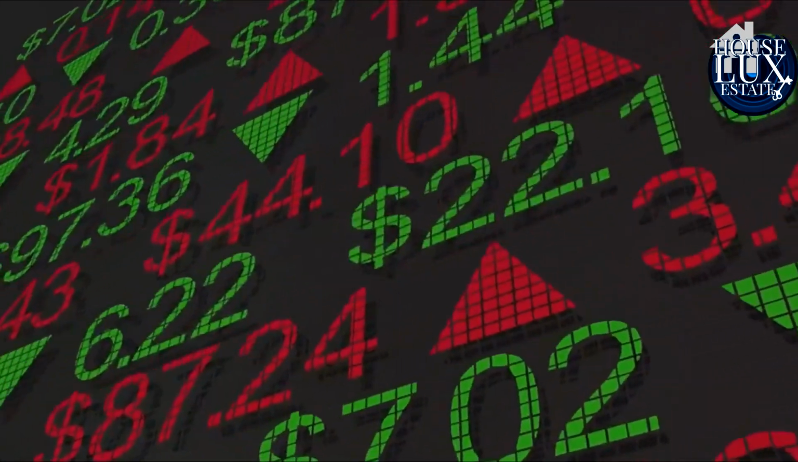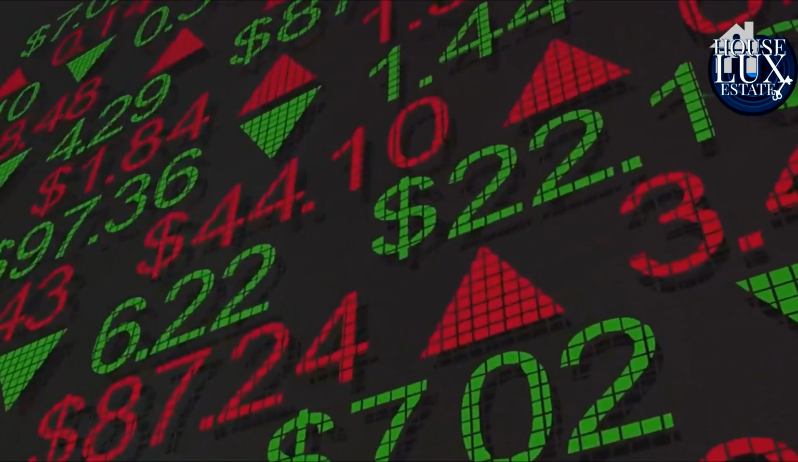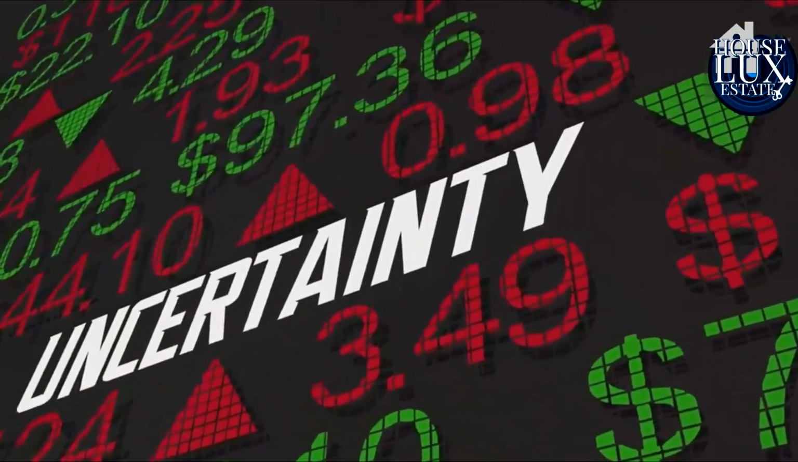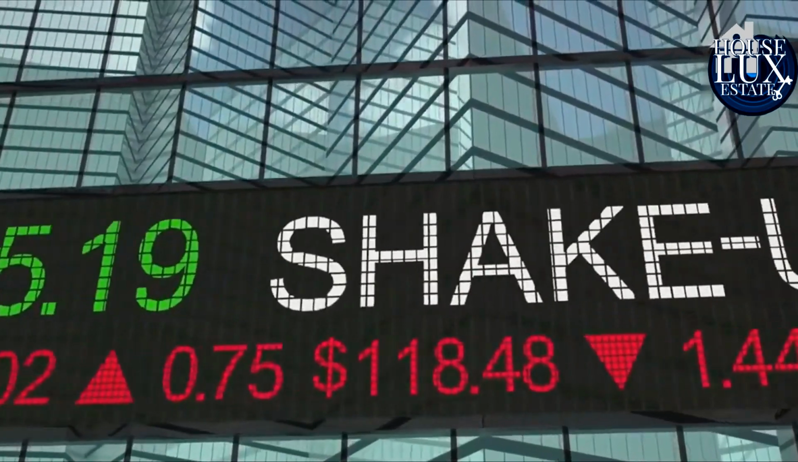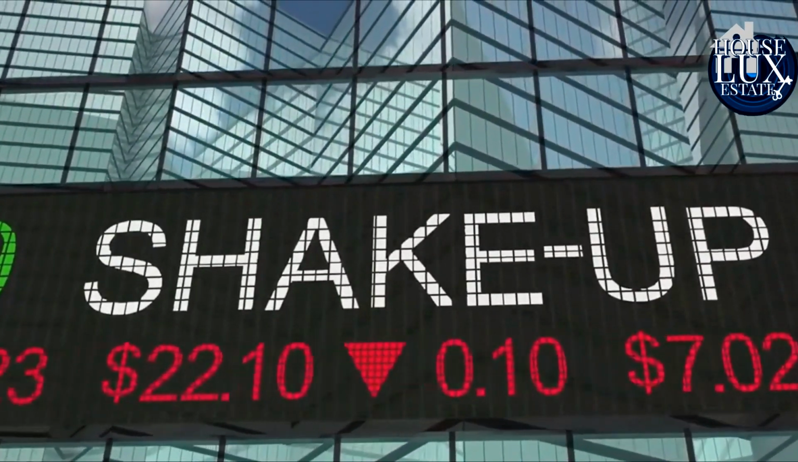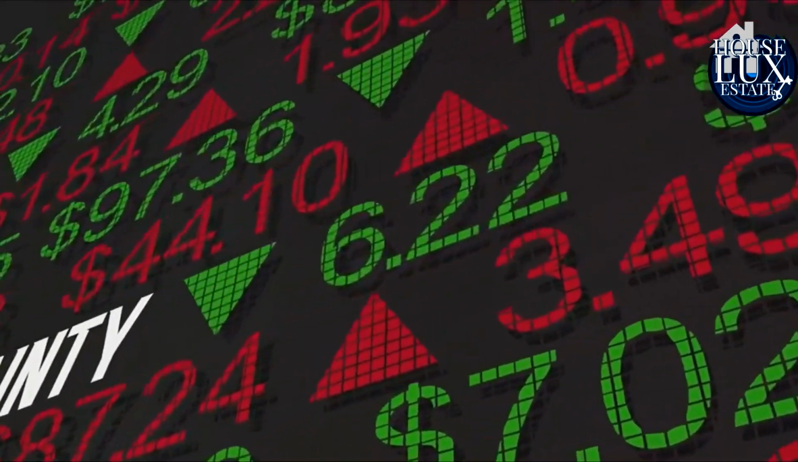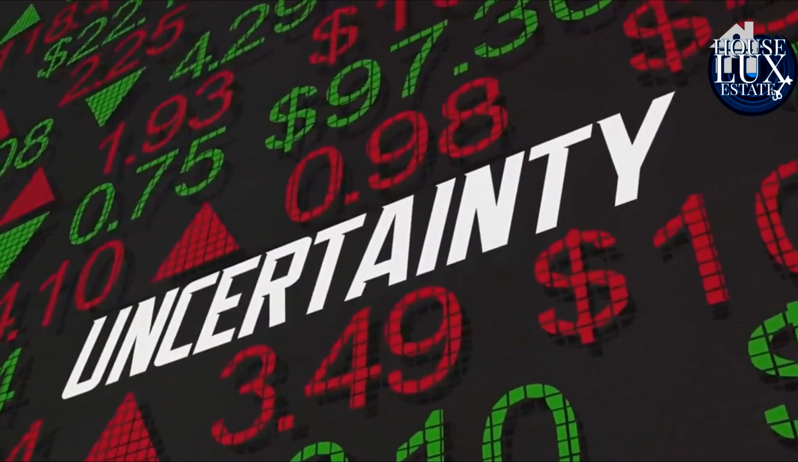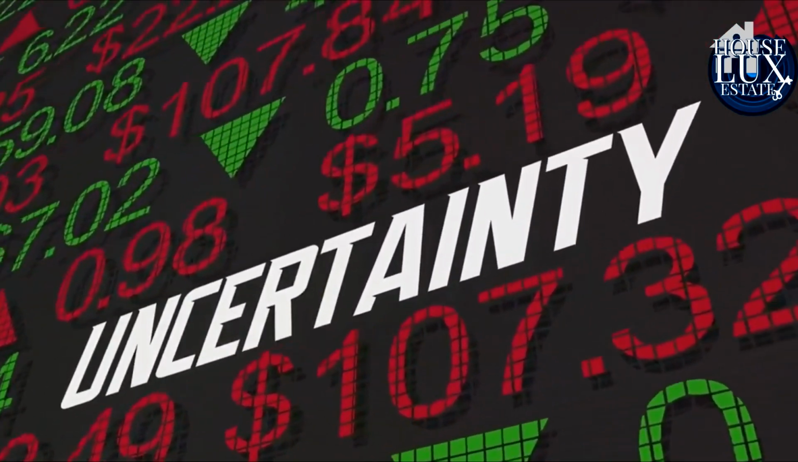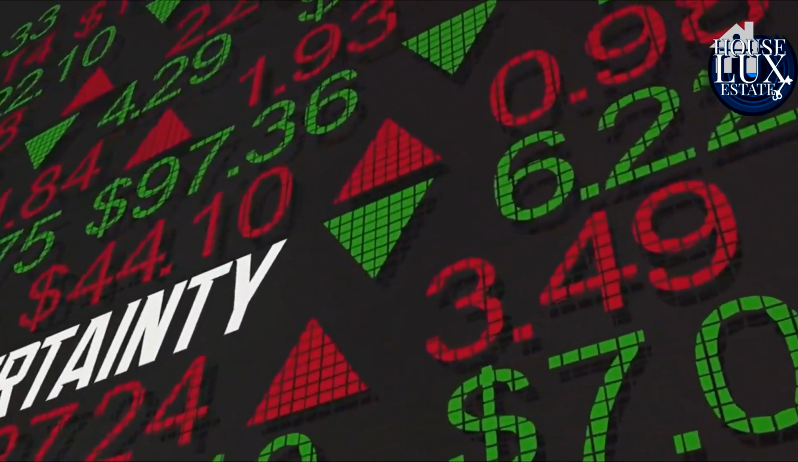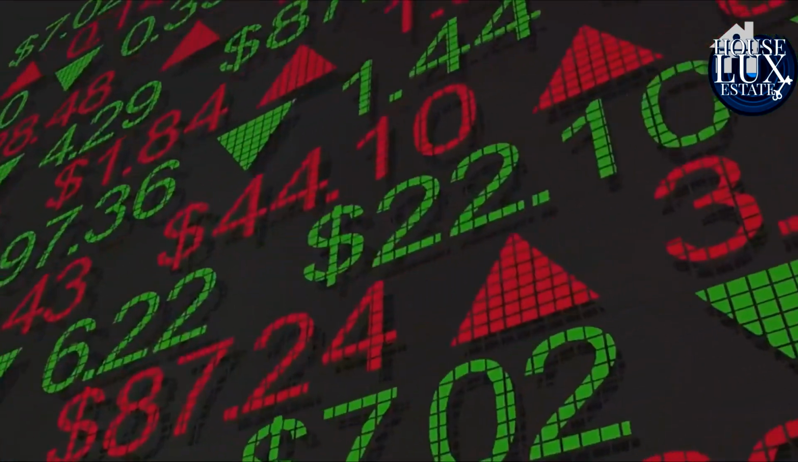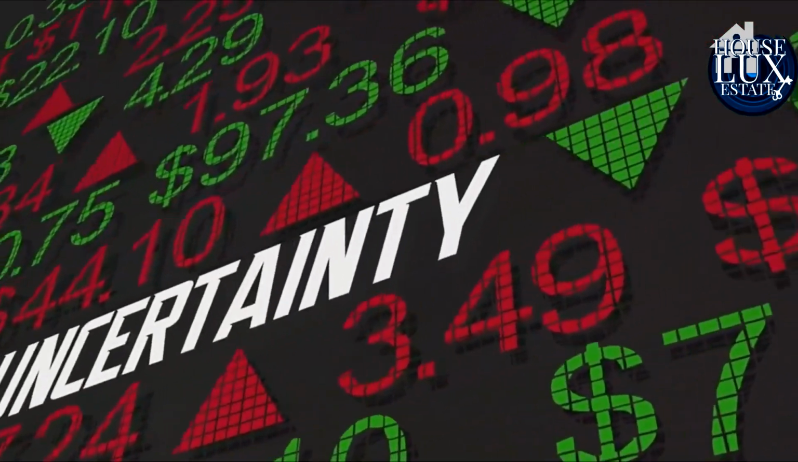Now, what causes this volatility? There are many factors, but let's focus on three main ones. First is economic data. This can be anything from employment numbers, inflation rates, to GDP growth. When these numbers are better or worse than expected, they can cause significant market movements. Second is geopolitical events. This includes events like elections, wars, or trade disputes. These can create uncertainty, which often leads to market volatility.